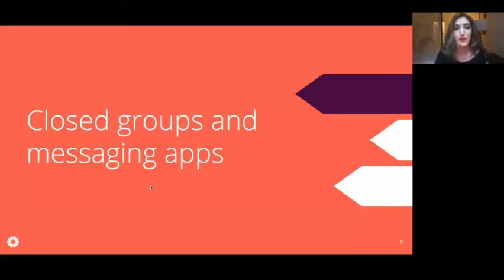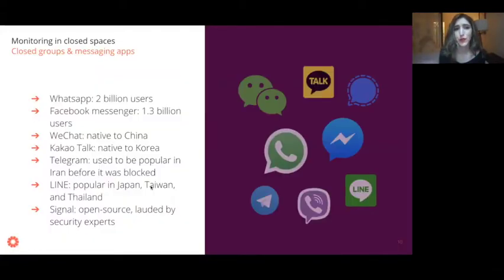So let's get started. Let's talk about closed groups and messaging apps. Why is this a concern when it comes to misinformation? Why does our org think about closed groups and messaging apps? Well, one of the reasons is that it is a huge way that people all over the world communicate.